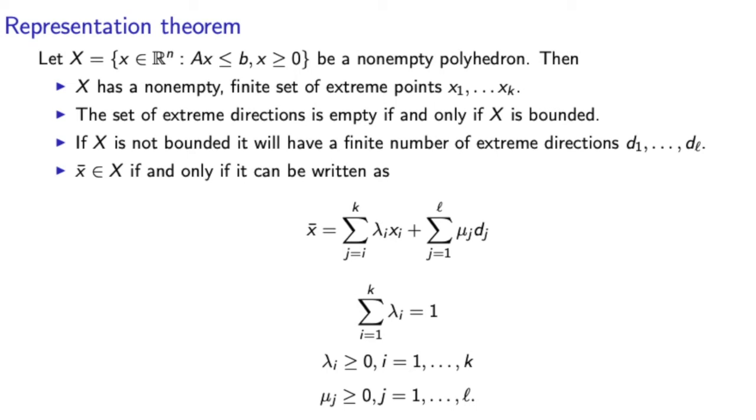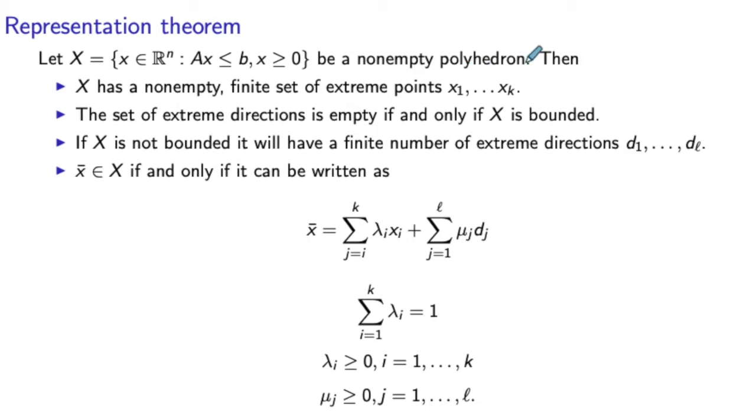In this video we discuss the representation theorem for polyhedral sets, and the polyhedral set that we are going to consider is given by X, which is the set of all x's in R^n satisfying the constraints given by Ax is less than or equal to b and non-negativity of all the variables. This is a typical feasible set for a linear program, so we have non-negativity constraints here, and we assume that this polyhedral set is non-empty.